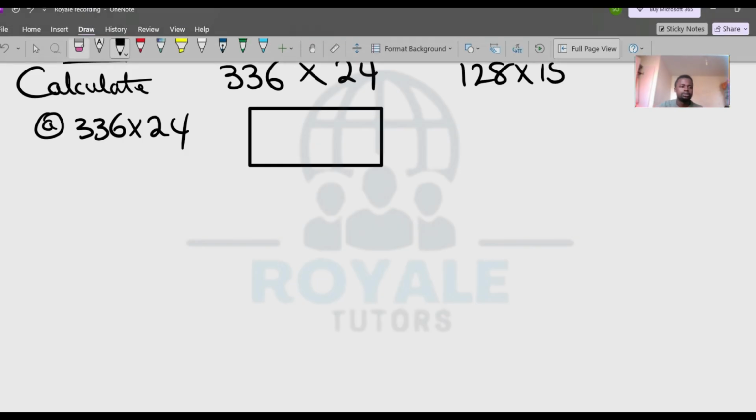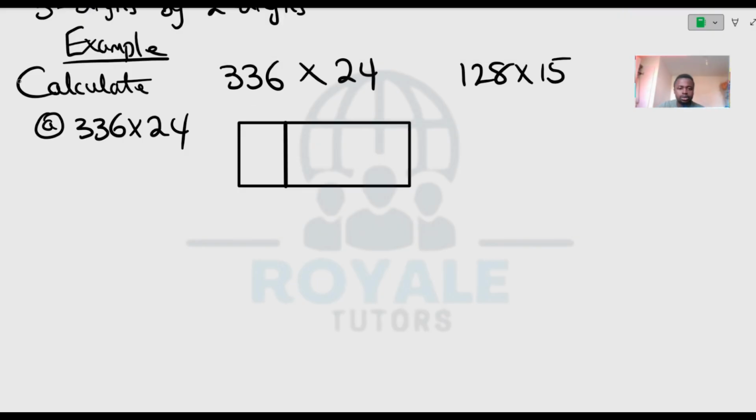Let me draw it again. Then this, right? So you have 300, 30, and 6. So we split up the number, then you have 20 and 4. So you do the multiplication just like we did in the last explanation. So you do 20 times 300. You only have to do 2 times 3, which is 6. Then you put 3 zeros.